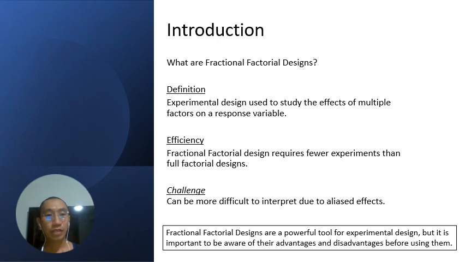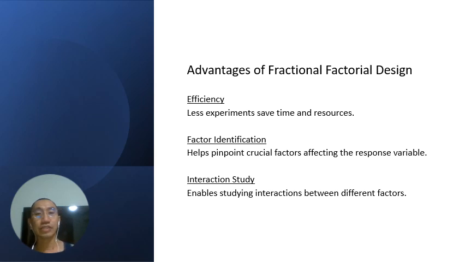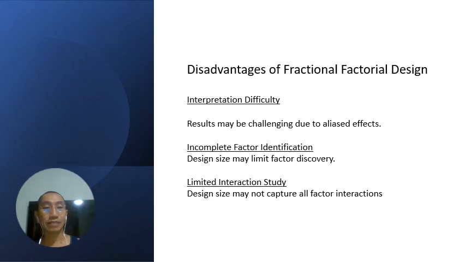Yeah. So with that, I just want to talk a little bit about the advantages. It's efficiency. Using a fractional factorial has fewer experiments, it saves time and resources, and it also helps to quickly identify the critical factors in terms of the response variable. So it's actually very fast. It also enables interaction studies between different factors to be done quickly. So the advantage is that it's very fast. You can know which factors are affecting your experiment. But it comes with disadvantages.